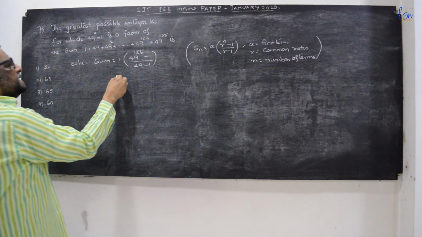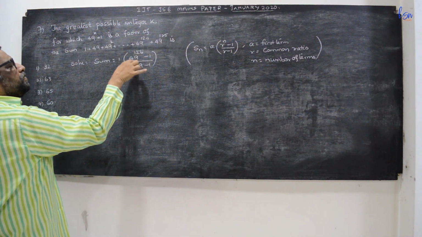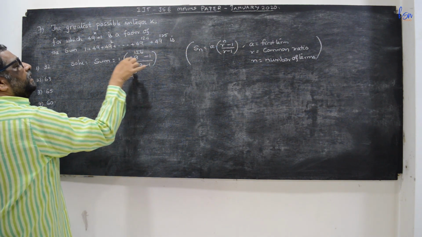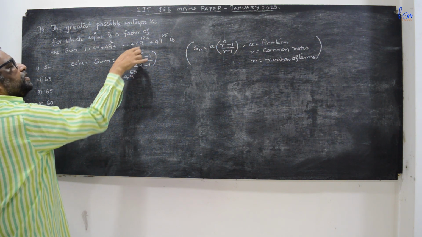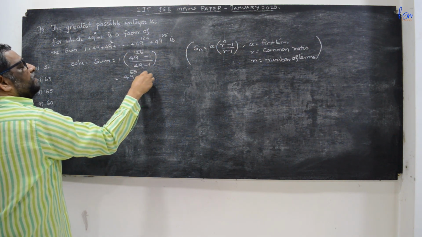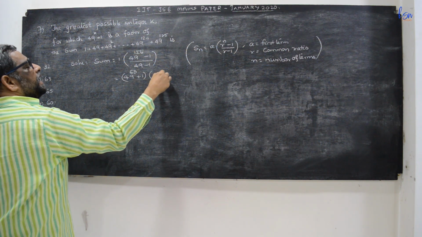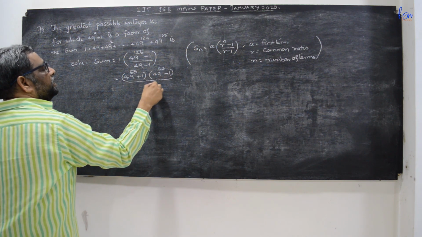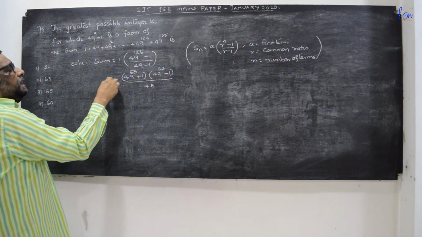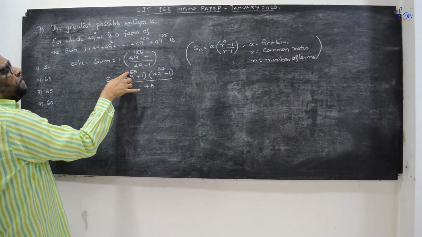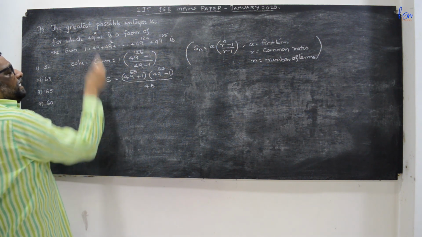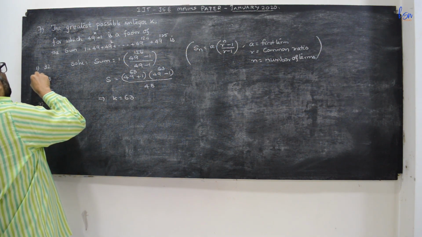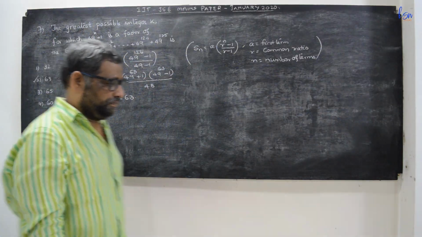Therefore, this can be written as 49 power 126 minus 1, which is 49 power 63 whole square, in the form a square minus b square, that is 49 power 63 plus 1 into 49 power 63 minus 1, by 48. Therefore, this sum is divisible by 49 power 63 plus 1, and hence our k is equal to 63. So k equal to 63 is the answer.